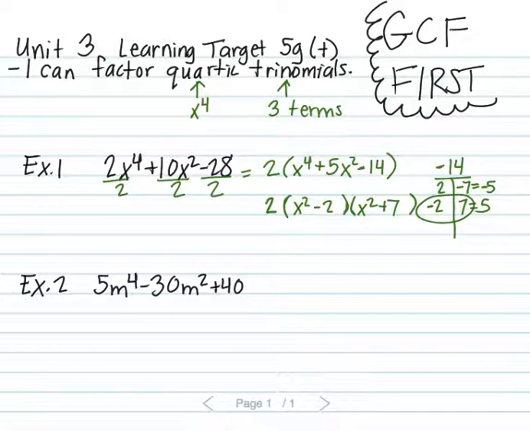One more example just to make sure that everybody understands what we've got going on. This one again has a greatest common factor, and this one we can take a 5 out from each of them. Leaves us with 5 m to the fourth minus 6 m squared plus 8.